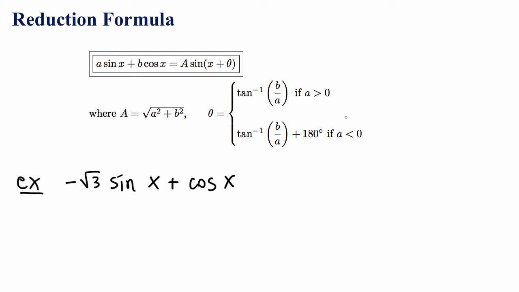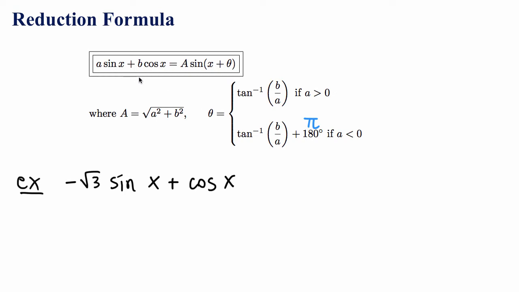Okay, in this video, I'm going to talk about the reduction formula. The formula says a sine x plus b cosine x equals capital A sine of x plus theta, where capital A is the square root of a squared plus b squared, and theta is the inverse tangent of b over a, if a is positive, and we add 180 degrees or pi if a is negative. So the formula looks pretty complicated, but the idea is pretty simple.